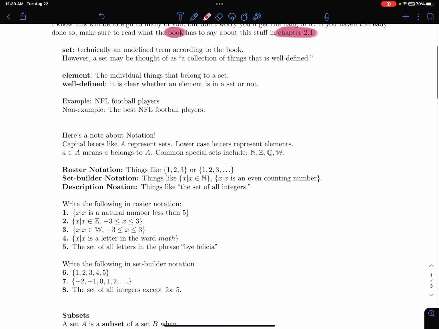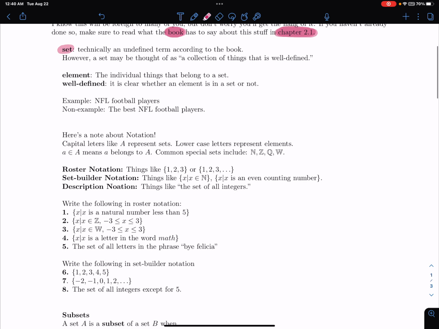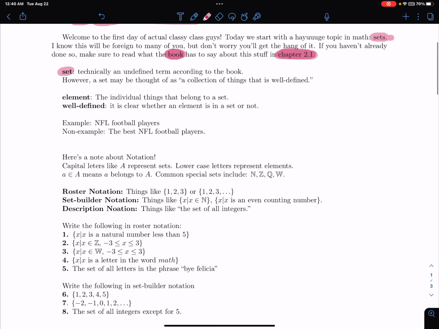Okay, so here we go. What is a set? If you look at our book, technically it will define a set as something that's undefined. Their point is that there are certain words that are so fundamental that you have to just start with certain things that are understood. But that being said, we're going to use a working definition and say that a set is a collection of things. That's basically all it is. It's a collection of things that's well-defined. And what's well-defined? Well, we're about to define what well-defined means in a little bit.